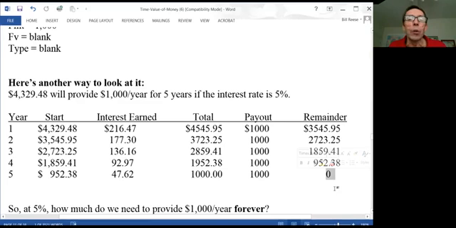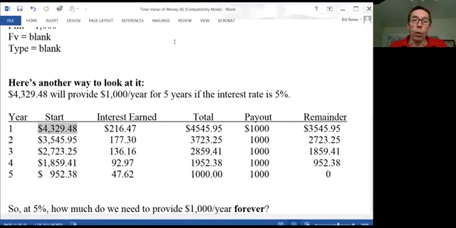The whole idea was, we said, if I wanted to pull out $1,000 each year for 5 years, and my money is earning 5% interest, what do I need to start with? And we needed to start with $4,329.48. So that's what we mean by the present value of $1,000 per year for 5 years.